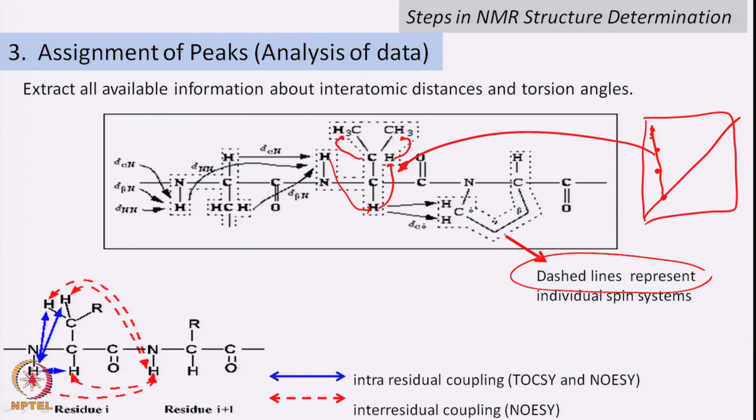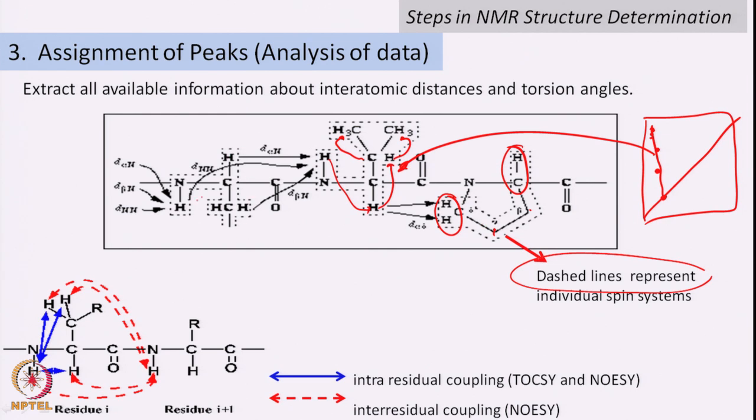Similarly, we can get a pattern for any of the amino acids, like proline here. In proline we do not have NH, so that is missing. So we have two peaks here, and if we get a pattern like this, then we know that this is coming from proline.